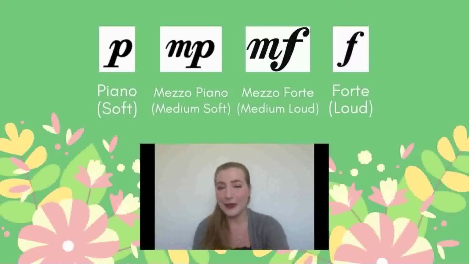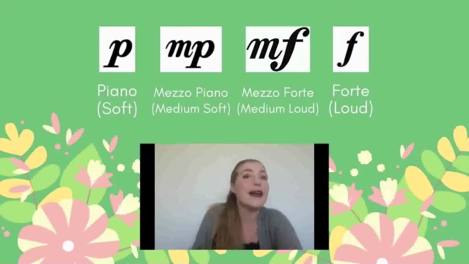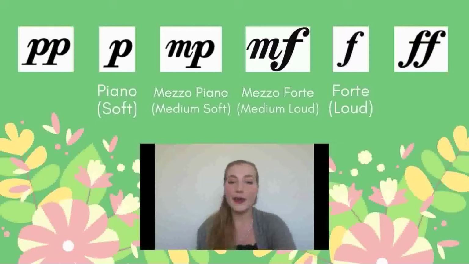It's like, I don't want you to play super softly, but I might want you to play a little softer than you were planning on it. Or I don't want you to play super loudly, but I do want you to play a little louder here, a mezzo forte. Okay, so far so good. Then we get the really, really fun ones. You can see 2 P's or 2 F's. And these are the most fun words.